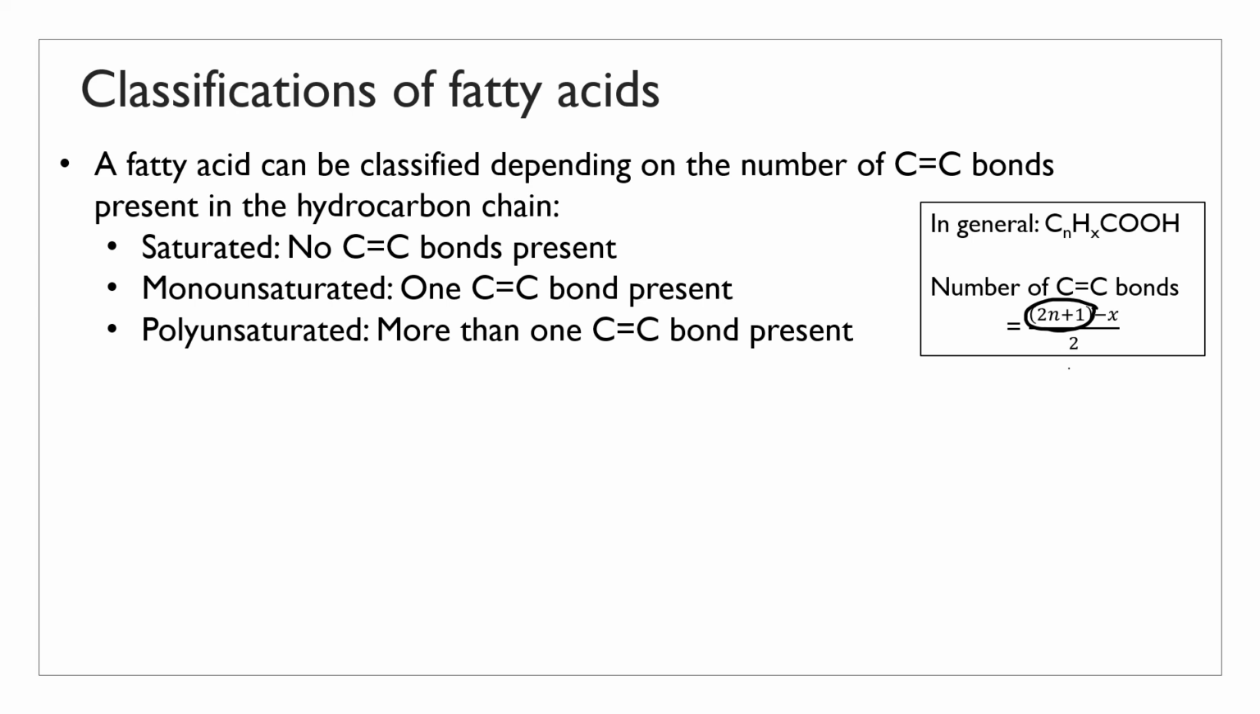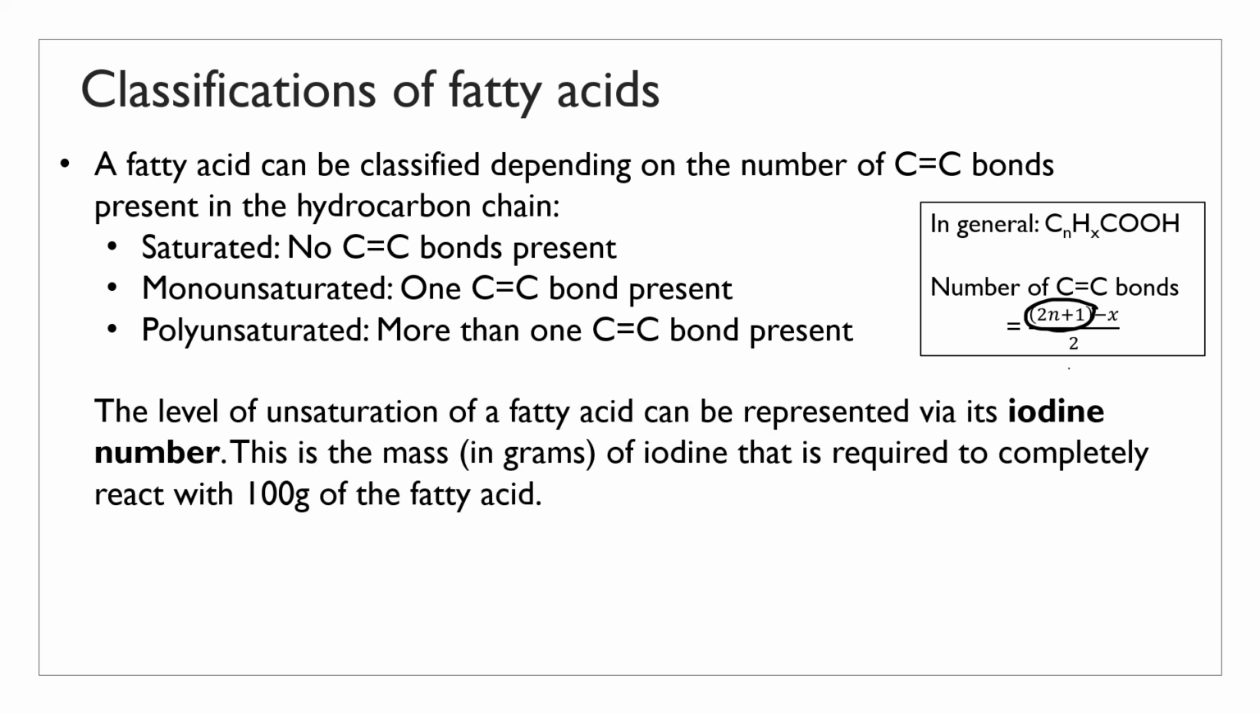So how do we actually determine the level of unsaturation experimentally? And this is where addition reaction once again proves to be useful. The level of unsaturation of a fatty acid can be represented via what is called its iodine number. And this is the mass.